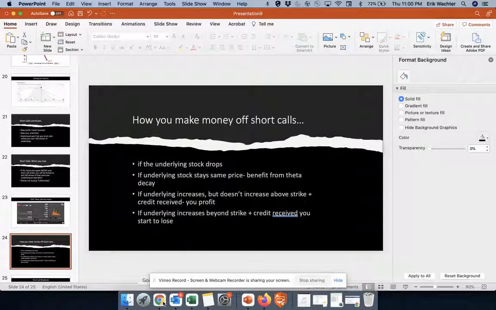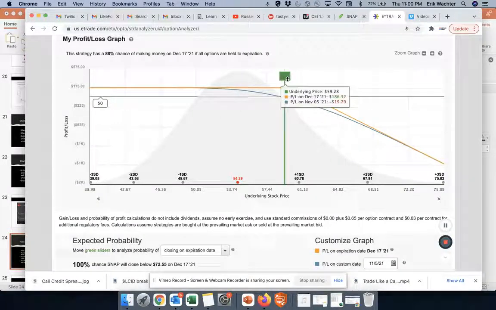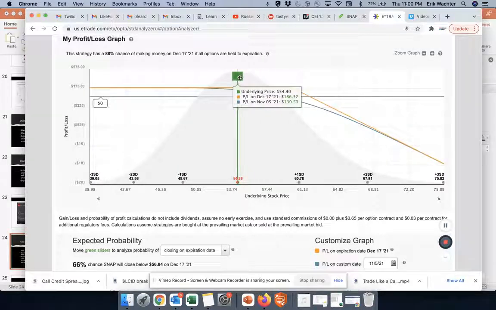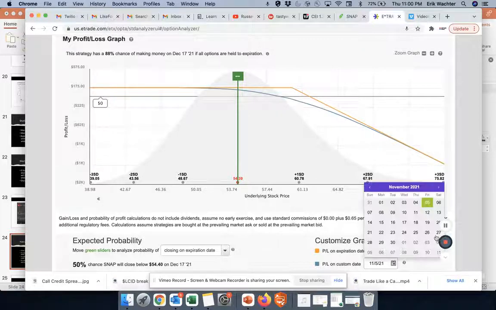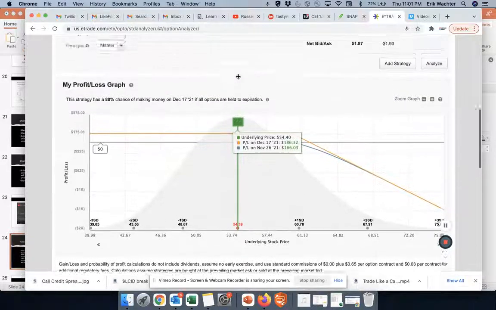So we talked about this as the buyer. If that stock is trading right at the price here, and the current price is 54.39, and let's do a couple weeks from today. If that stock doesn't move, look at how much money we'll make. We'll make $166 on November 26th, and at that point we can actually buy.